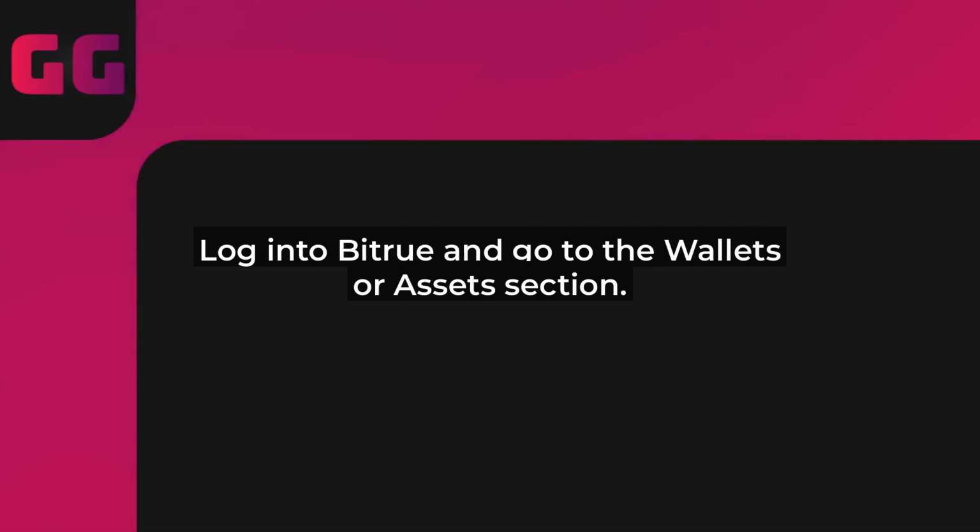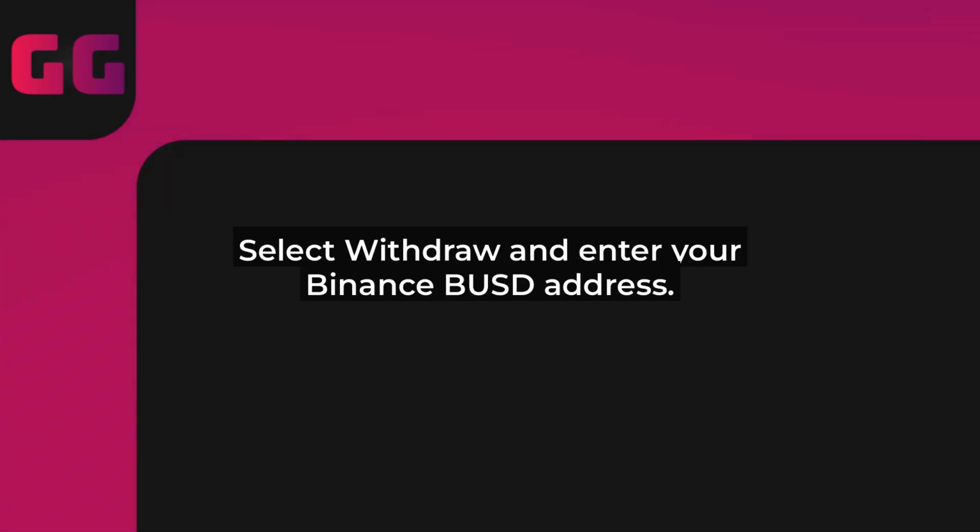Step 1. Log into your Bitrue account and head to the Wallets or Assets section. Find your BUSD balance and click on the Withdraw or Send button. This is where the magic starts.